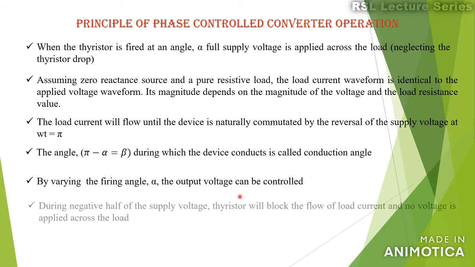Okay. So now during the negative half of the supply, what will happen? The terminal P will become negative with respect to terminal N. As a result, the thyristor will become reverse biased. During the reverse bias condition, the thyristor will not conduct, and hence no voltage will appear across the load. So in the case of the half controlled converter, only during the positive half cycle will we obtain the load voltage. During the negative half cycle, the load voltage will be 0.